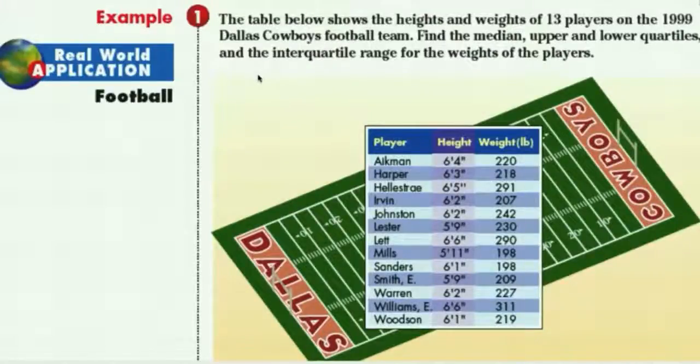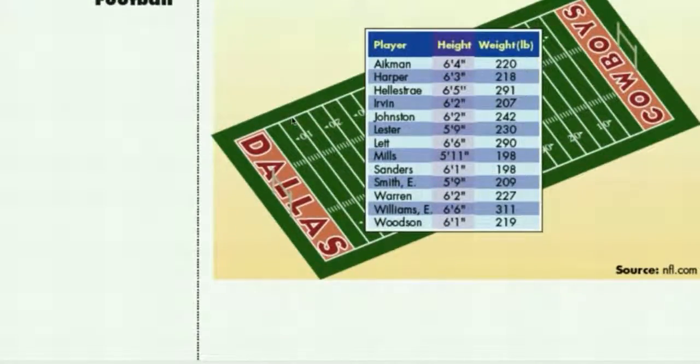Let's take a look at example number 1. The table below shows the heights and weights of 13 players on the 1999 Dallas Cowboys football team. Find the median, upper and lower quartiles, and the interquartile range for the weights of the players. The players are Aikman, Harper, Hellstray, Irvin, Johnston, Lester, and so on, all the way down to Woodson. And these are the weights in pounds: 220, 219.